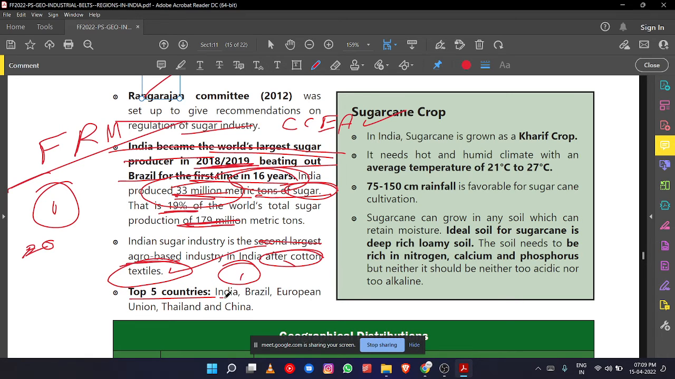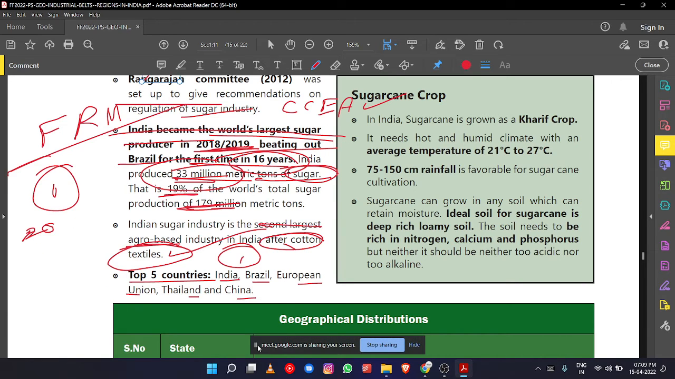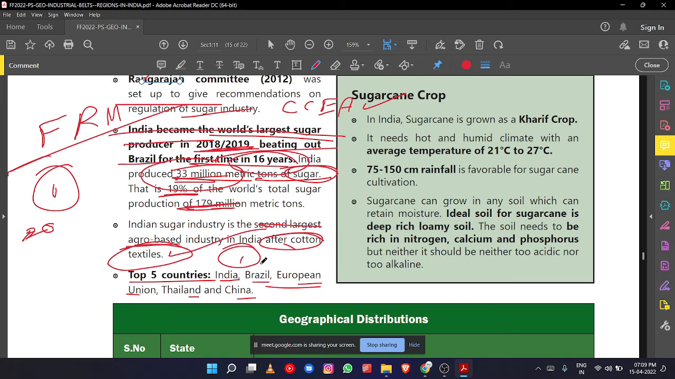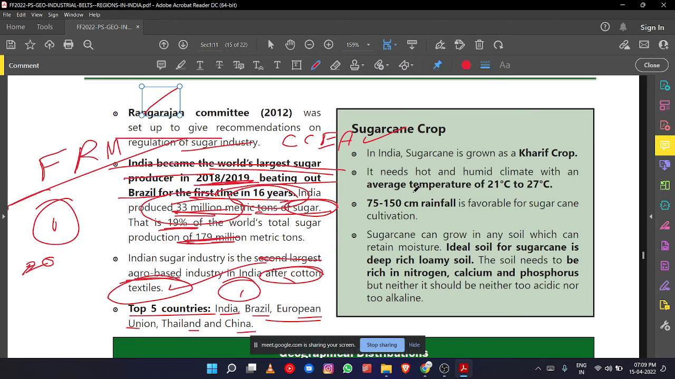Top 5 countries, if we see: India, Brazil, European Union, Thailand and China. The tropical countries, many Asian countries will be involved definitely, and also the Southern American and European region. The European Union has many countries, but if we see only country-wise, India, Brazil, Thailand and China are the top producers.